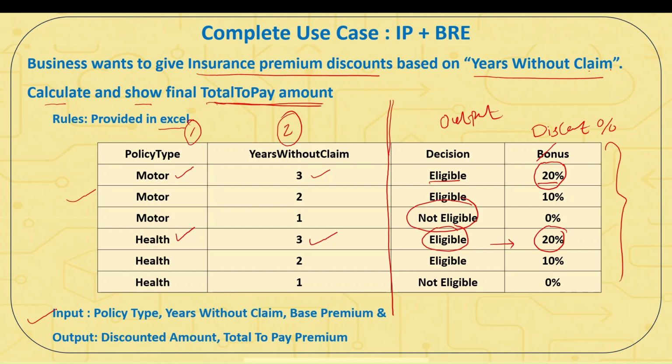So here input will be the first one policy type, then number of years without claim, second input. Along with this, we also need to provide base premium because we need to show the total to pay amount. From decision table, we'll be getting the percentage, but percentage of what? Hence, we'll be providing the base premium. Based on this input, we'll be getting discounted amount, meaning we need to calculate it. And based on discounted amount and base premium, we can find total to pay premium.